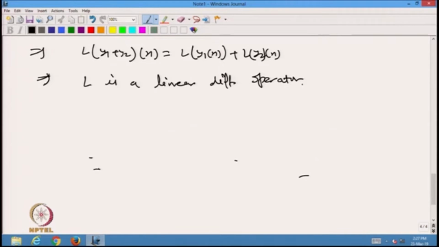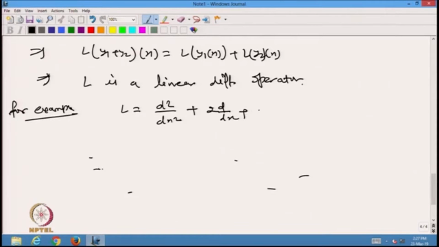Okay. So, this is a linear differential operator. The example I have taken is L equal to d square over dx square plus 2 d by dx plus 3. That is a linear differential operator, because if I apply it on a function, it is linear.